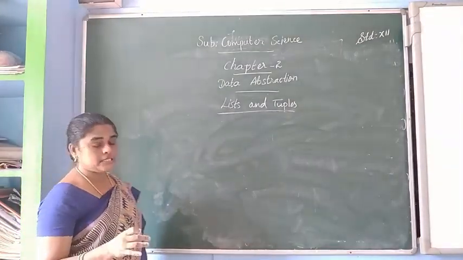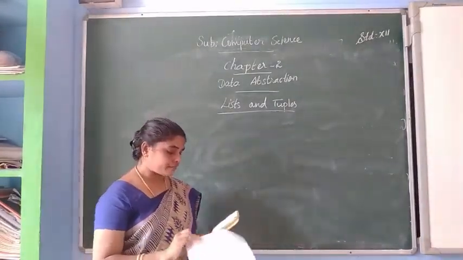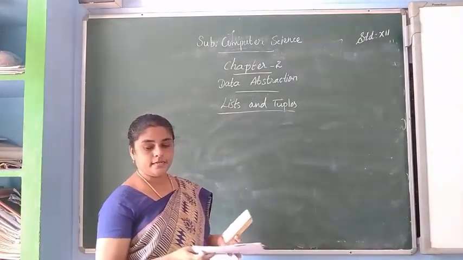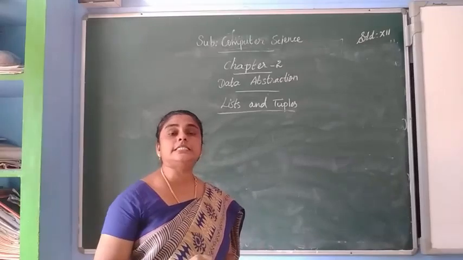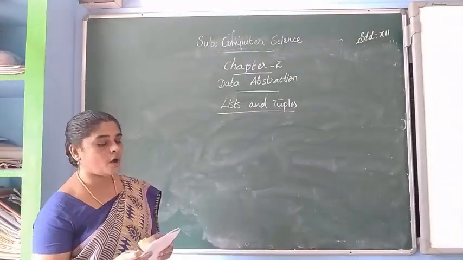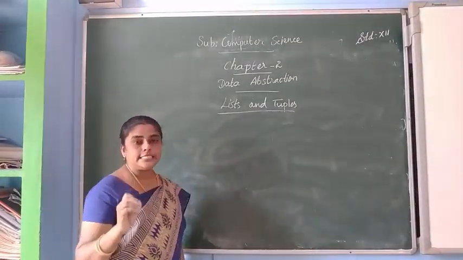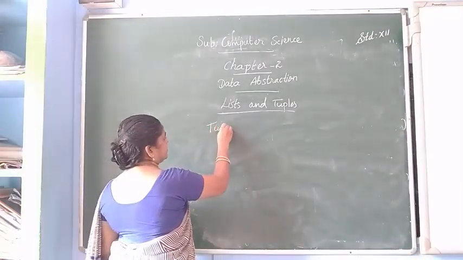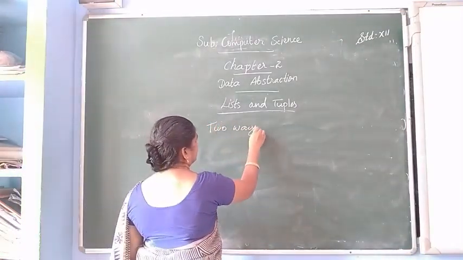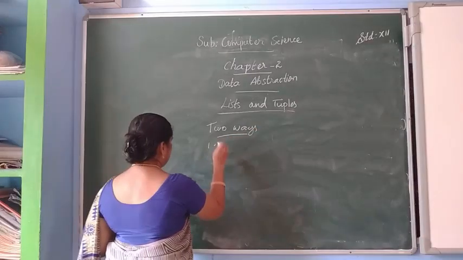The next one is that the elements of a list can be accessed in two ways. The one is multiple assignment.